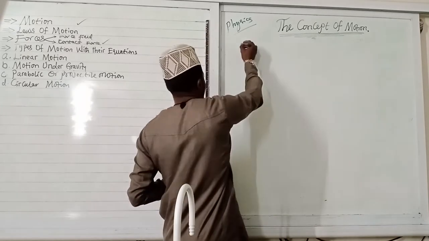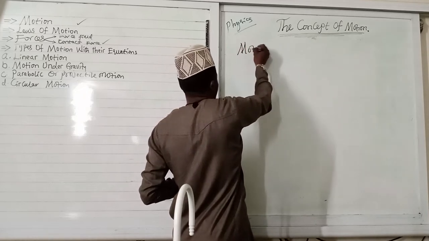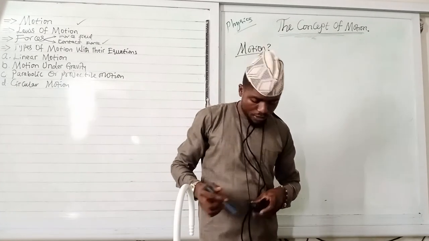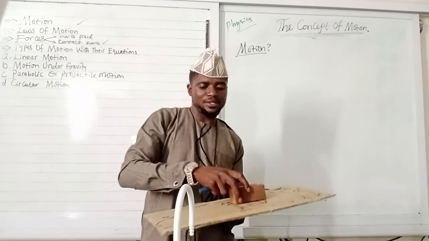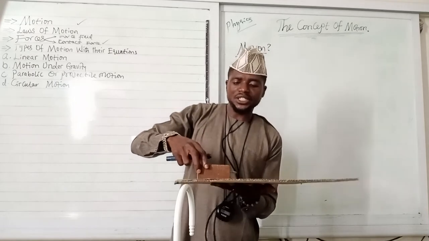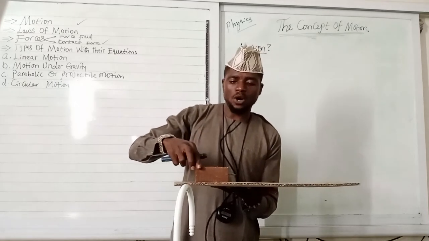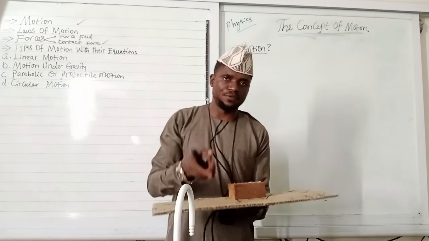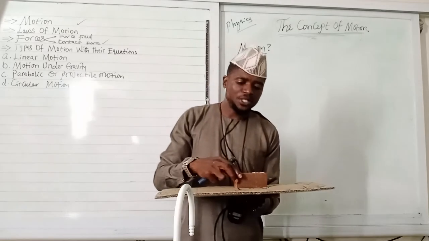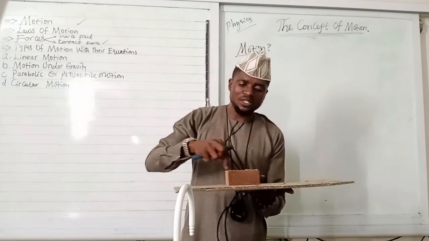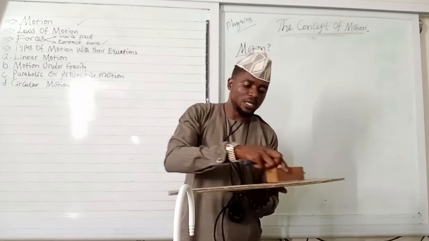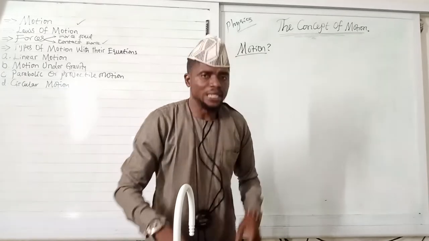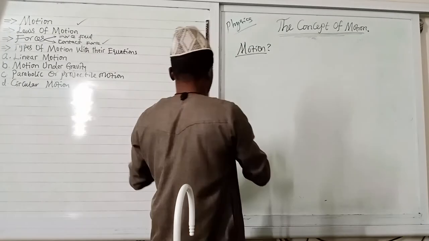We'll start with motion. So what do we mean by motion? Motion is defined in physics as the change in the state of rest of an object from one point to another due to the application of an external force. Or, motion is defined as a change in the position of an object from one point to another due to the application of an external force. And this brings us to the laws of motion.